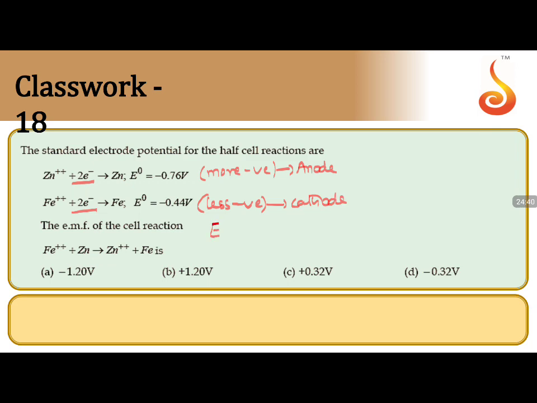Now E naught cell is equal to E naught cathode minus E naught anode. So minus 0.44 plus 0.76. This should be giving you a positive value, 0.32 volts. There are two 0.32 values, but the positive value is what we wanted. So the answer will be a positive value of plus 0.32. That is going to be our answer.